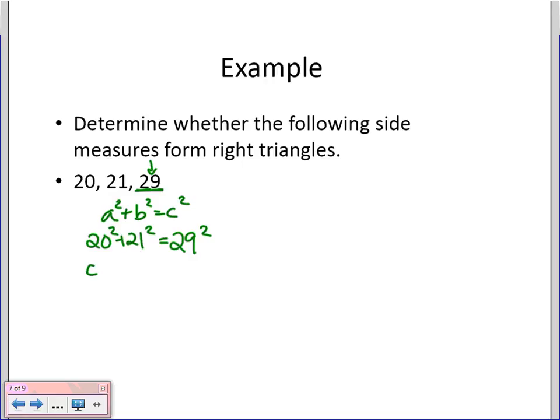So 20 squared is 400. 21 squared is 441. And 29 squared is 841. And 841 equals 841. Now, when they equal like this, remember that converse of the Pythagorean theorem? If they equal, then yes, this is a right triangle.